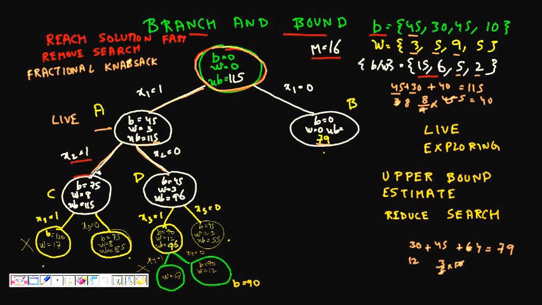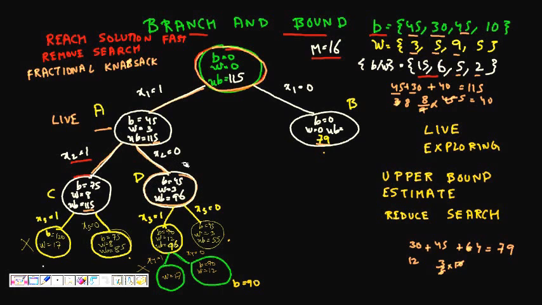I can choose the second item, or I cannot choose. So let's see if I choose the second item. So first item benefit 45, second item 30. So it becomes 75. The weight I have used is 8. Still I have 8 weight remaining. So 8 by 9 of the third. So again the upper bound is 115. For this node we need to explore.